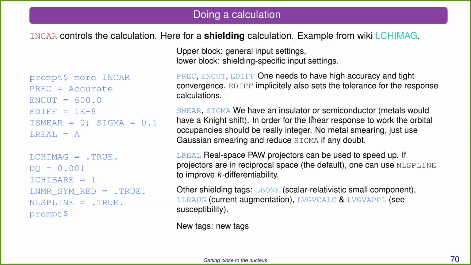Then smearing. We're working with insulators, semiconductors. Otherwise, there are Knight shifts. We don't have Knight shifts here. We're working with a system with a gap. The linear response, to work correctly, should have all the occupied orbitals completely occupied and all the empty ones completely empty to a very large degree. So if in OUTCAR you see a conduction state with, say, occupancy 0.001, it's not good. If you have ISMEAR equals 0, which is the Gaussian one, then your sigma was too big and you should make it even smaller. So reduce it in case of doubt and use Gaussian smearing.